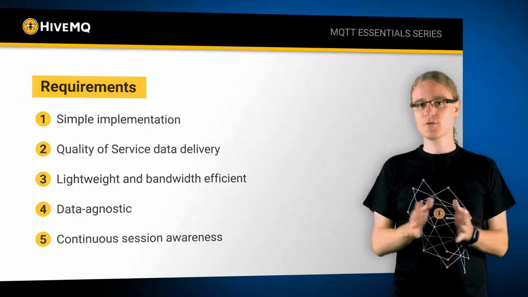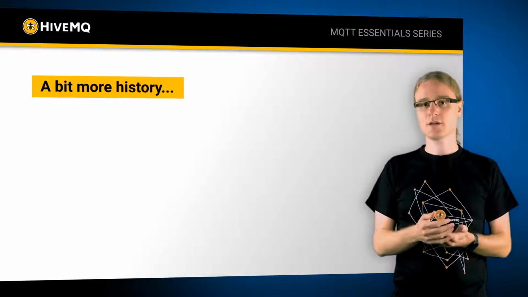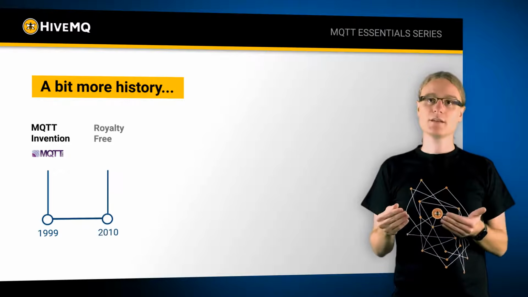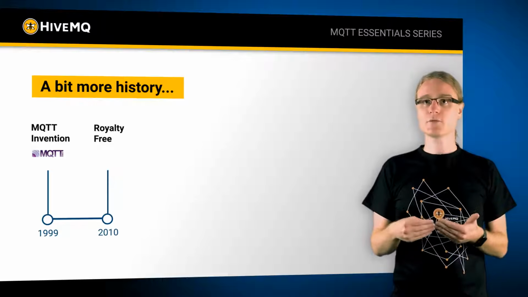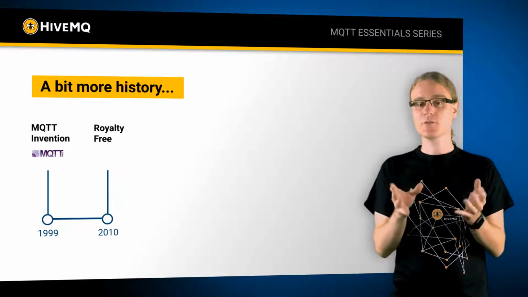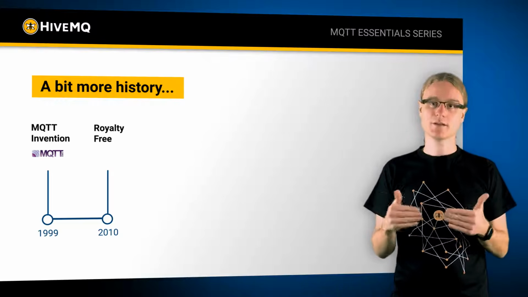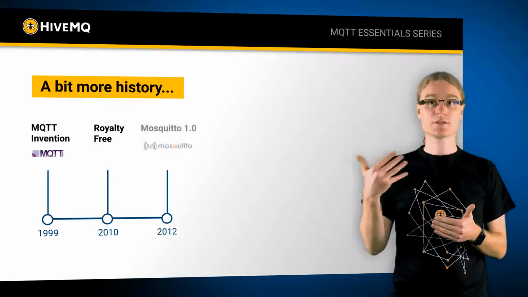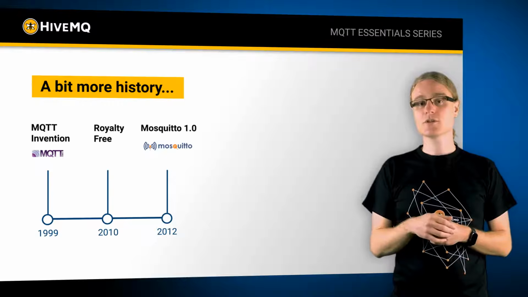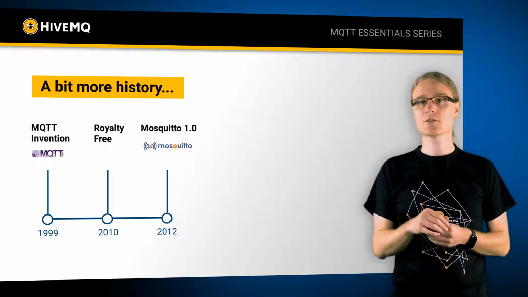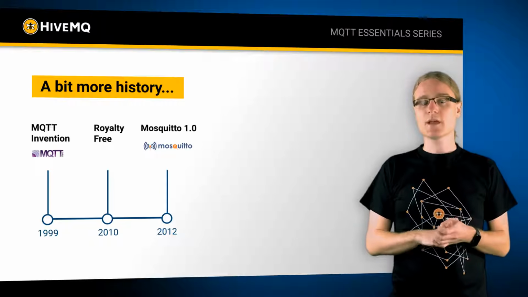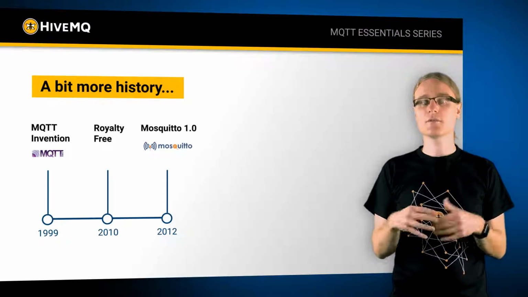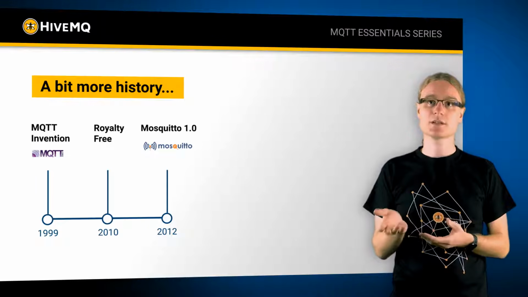And now let's wrap this first part up with a bit more history. As I told you, MQTT was invented in 1999. In 2010, it was made available royalty-free, which means the proprietary MQTT protocol was made open by IBM and others. And they basically allowed people to implement it. And in 2012, the first Mosquitto broker version, which is one of the more popular MQTT brokers out there, was released in version 1.0. And this was huge because Mosquitto is open source and this really allowed MQTT to get a huge success and industry standard.